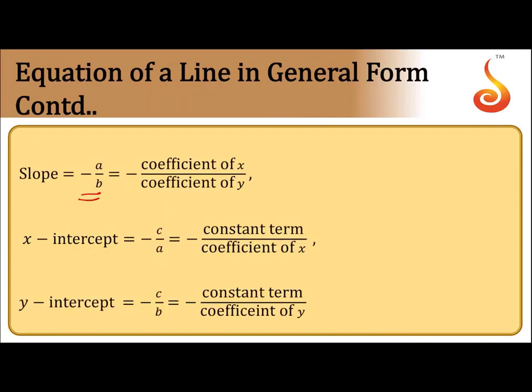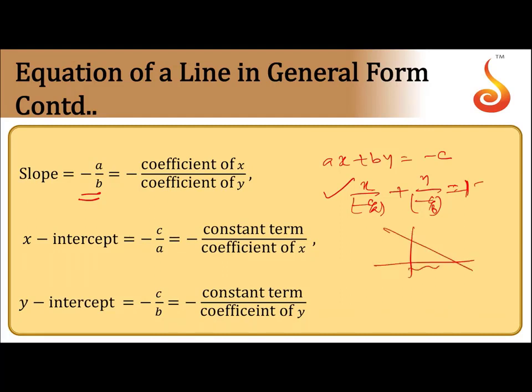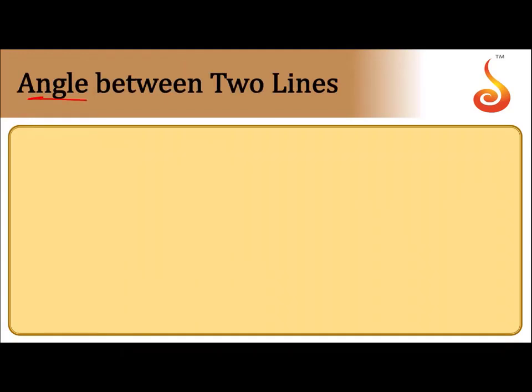And the slope of that straight line is equal to minus a by b. For the x-intercept, ax plus by plus c can be written as x divided by minus c by a plus y divided by minus c by b is equal to 1. This is in the form x by a plus y by b is equal to 1, which makes an intercept of length minus c by a on the x-axis, and an intercept on the y-axis of length minus c by b. So the x-intercept is minus c by a, and the y-intercept is equal to minus c by b, for the straight line ax plus by plus c is equal to 0.